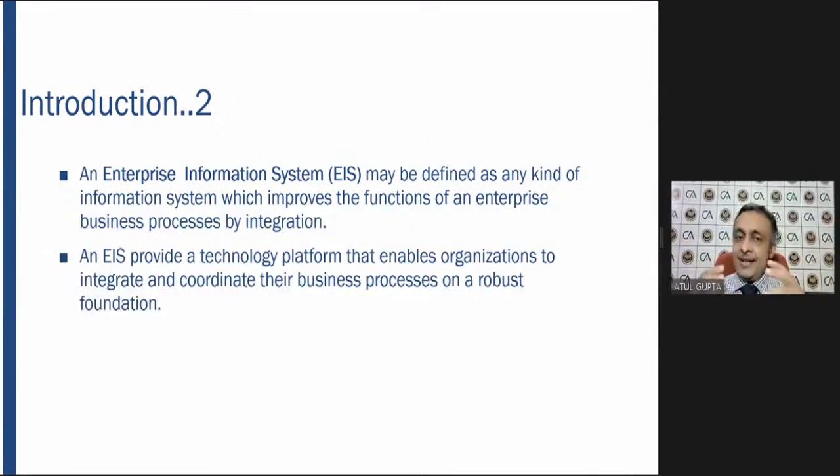So what is EIS? An enterprise information system is any information system which improves the functions of enterprise business process by integration, bringing all the components together and generating information. So that is our output. And information is going to be used by whom? The decision maker, the top management, the decision maker, the entrepreneur, the business owner. That is so important. EIS provides a technology platform that enables organizations to integrate and coordinate their business process on a robust foundation. A fast decision making is done through an information system.